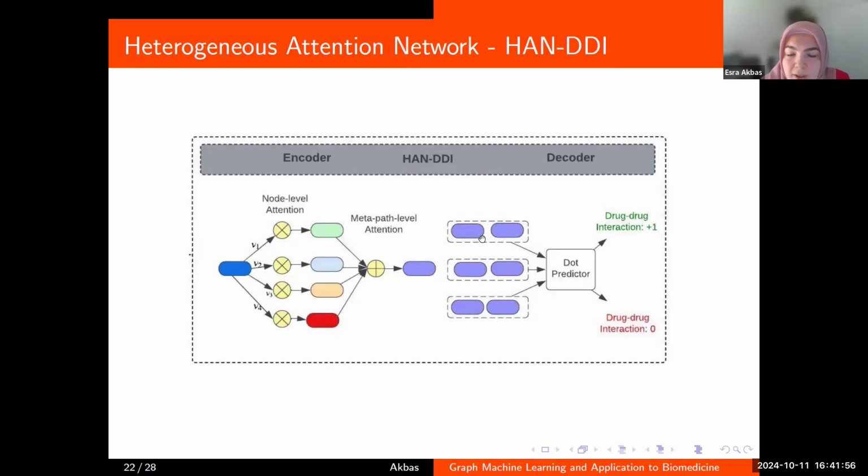Then using these representations, we combine the representations of two drugs, and we give them to another model as a predictor model, and it tells us yes, these two drugs will interact, or no, they will not interact. This is all based on drug similarities, and this similarity is coming from those metapaths and those networks that we design. In this way, we can predict novel interactions between drugs.